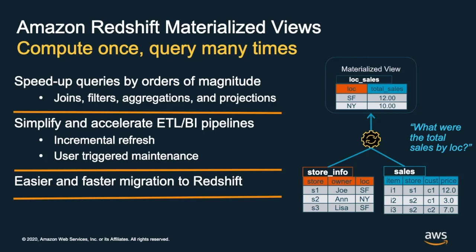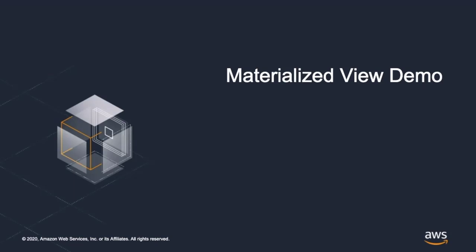With the help of materialized views, you can store the pre-computed results of queries and efficiently maintain them by incrementally processing the latest changes made to the source tables. Subsequent queries that reference the materialized views use the pre-computed results to run much faster. With a simple refresh command, you can refresh a materialized view. Furthermore, materialized views make it easier to migrate to Redshift and allow secure access to the pre-computed results. Next, let's see a demo about materialized views in Redshift. How can you create them and how can you refresh them?